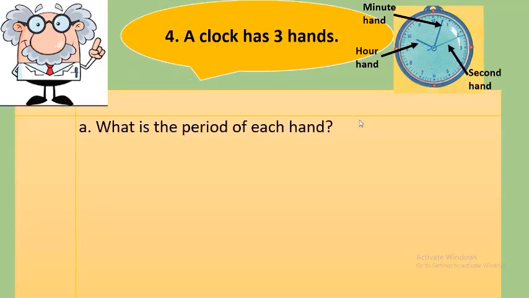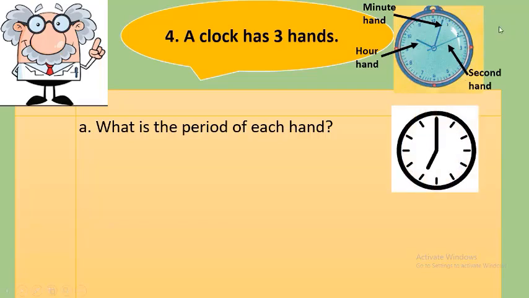So when we want to consider the period of each hand, we have to recall what a period is. A period is 1 cycle or 1 rotation. So 1 period is the time needed for the hand to go all the way around and back to where it started. So each one of these hands takes a certain amount of time to do so.